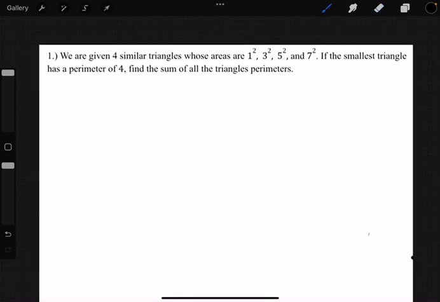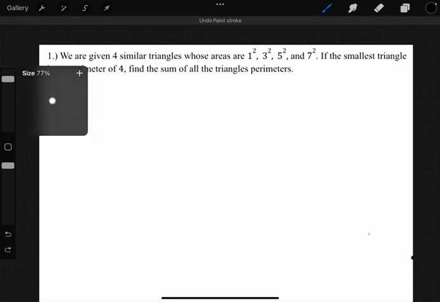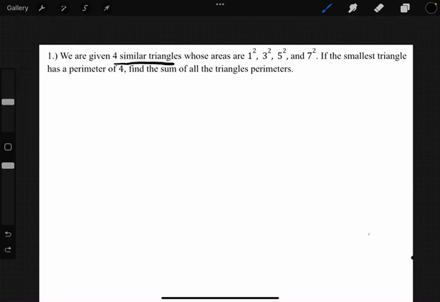We are given 4 similar triangles. Oh god, that is huge. Let's go down. 4 similar triangles, areas 1 squared, 3 squared, 5 squared, and 7 squared. The smallest triangle has a perimeter of 4. Find the sum of the triangles' perimeters.